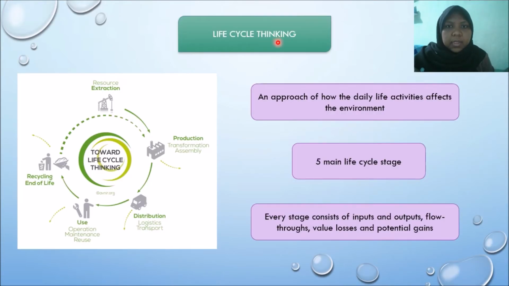Life cycle thinking is an approach of how daily activity affects the environment. There are 5 main stages of life cycle, which is extraction, production, distribution, use, and also recycling or end of life. Every stage consists of input and output, flow through, value losses, and also potential gain. In life cycle thinking, we use this as a foundation for thinking through what needs to occur in order for something to be made.